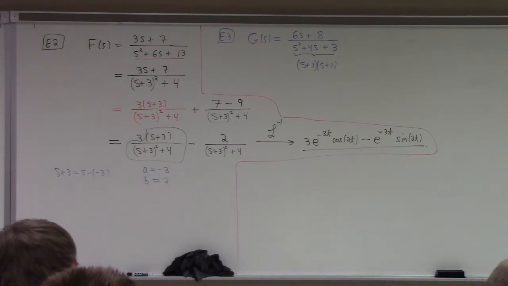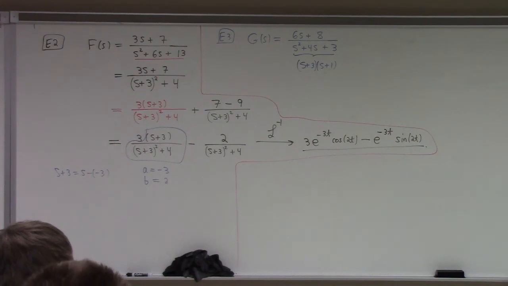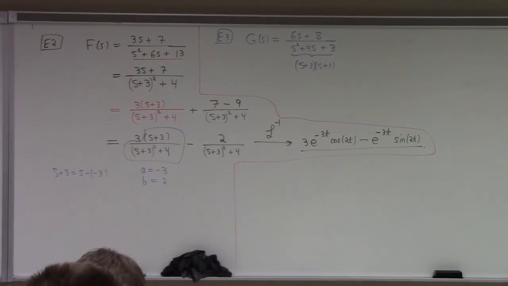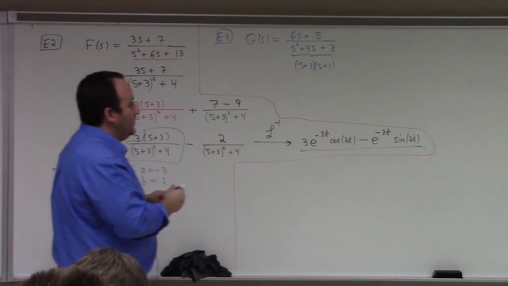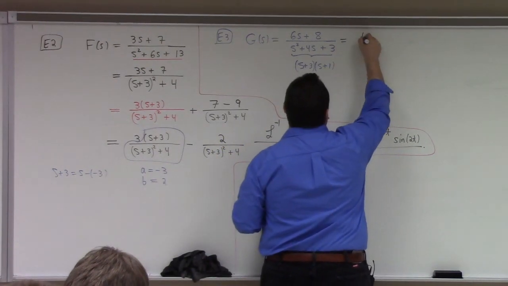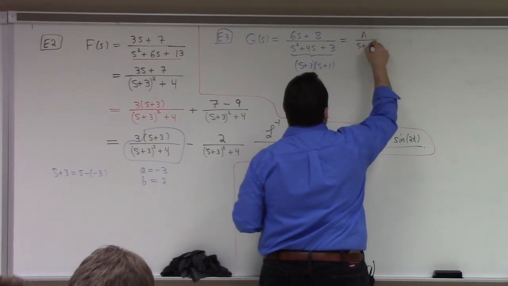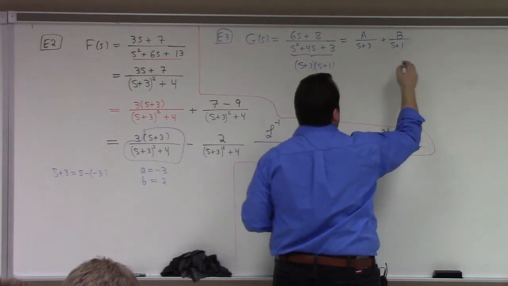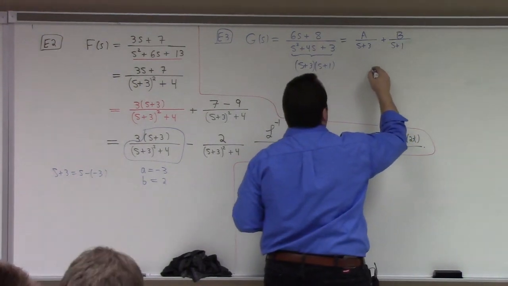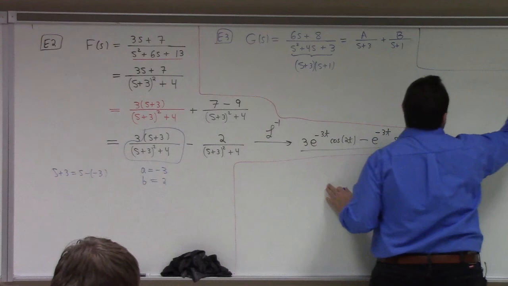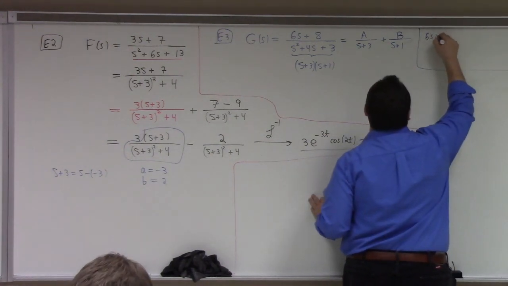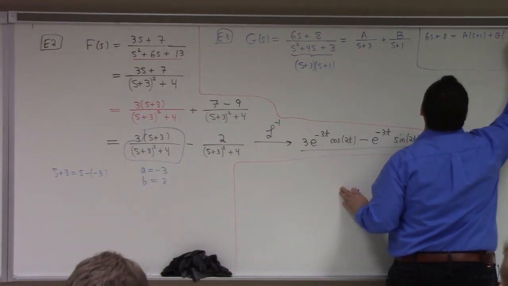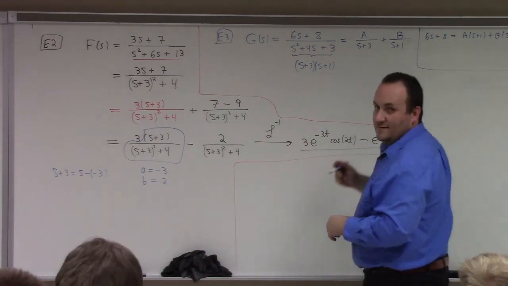Let's see here. So this one, again, the instructions for the problem are find the inverse Laplace transform. That's what we're doing right now. Find the inverse Laplace transform of G. So it looks like I should do A over s plus 3 plus B over s plus 1, right? Let's work it out. So that gives me 6s plus 8 equals A times s plus 1 plus B times s plus 3. What is it?